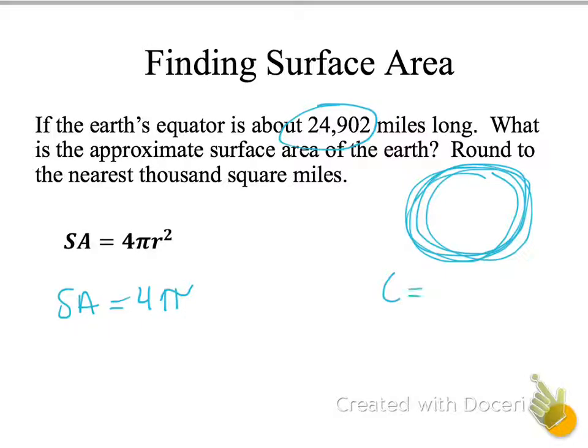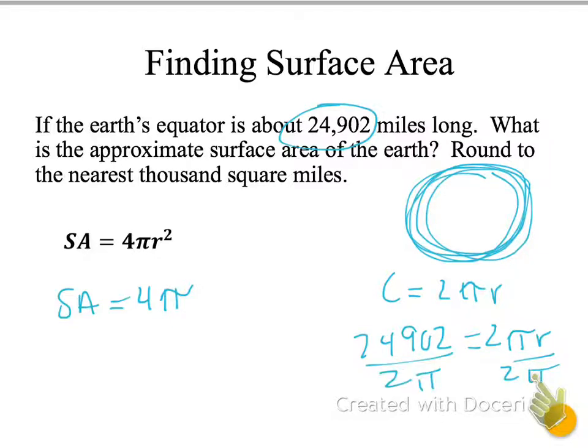Okay, so my circumference is always 2 pi r, but I'm giving you the fact that it's 24,902, and we need to solve for our radius. So we're going to divide everything by 2 pi to find our radius. So 24,902 divided by 2 pi. Okay, so our radius equals 39,115.97. Okay, so now we can plug that in since we now know our radius.